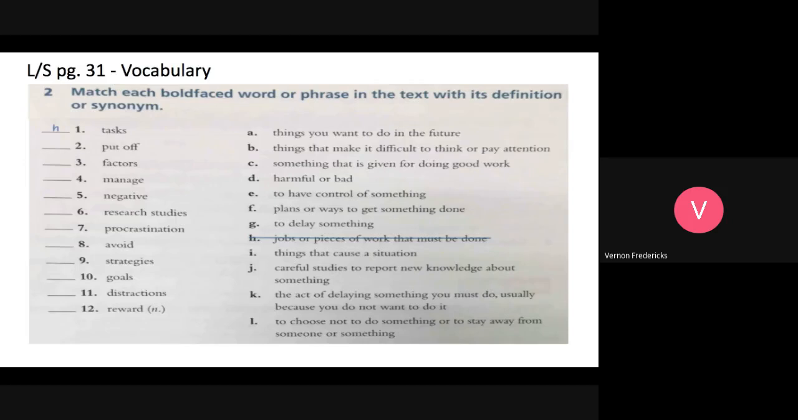Number G. Okay, students, pause this video, please. You have 5 minutes to do this exercise quickly. So please pause this video. You should know the meanings of these words. Okay, so pause this video, 5 minutes, and then we will continue.